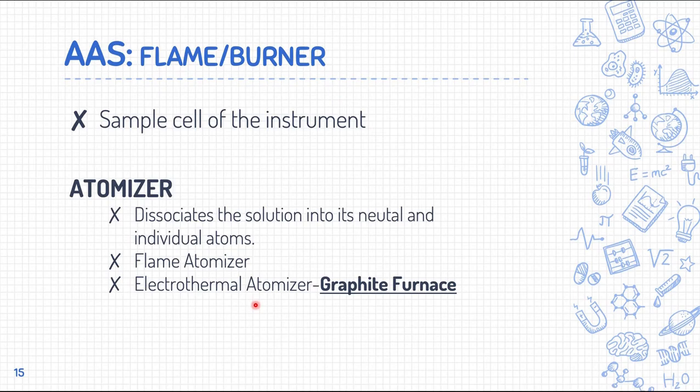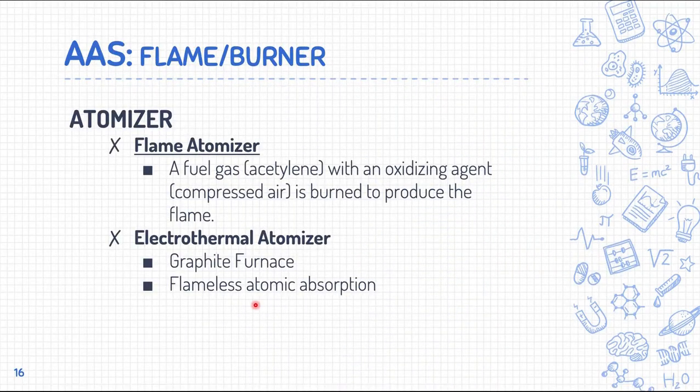Let's go first to your flame atomizer. It uses a fuel gas, which can be propane in nature, or acetylene with an oxidizing agent or a compressed gas, which is burned to produce a flame. So that is how your flame atomizer is. Again, coming from your nebulizer, you spray your sample into your flame atomizer for it to be atomized, and at the same time for it to be held while it is being measured.